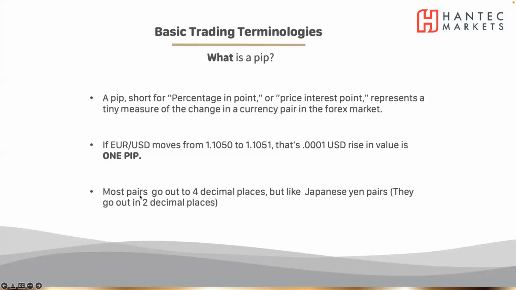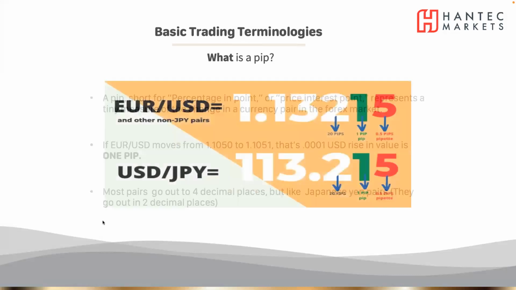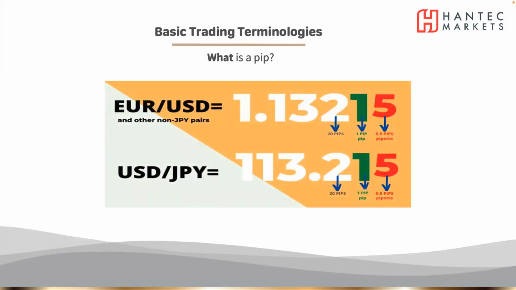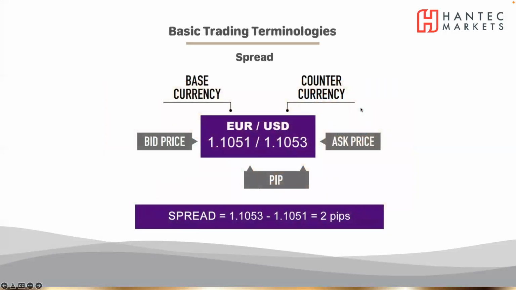And again, as I've said, most pairs go out 4 decimal places, but pairs like Japanese yen, they go out on 2 decimal places. And I have an example which is a bit easier to understand in my next slide. So as you can see, Euro USD 1.1321. This green one is where we regard that 1 whole pip movement. So if this number 1 changes to, sorry.